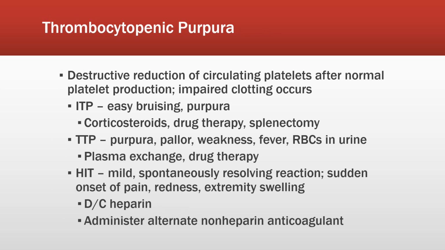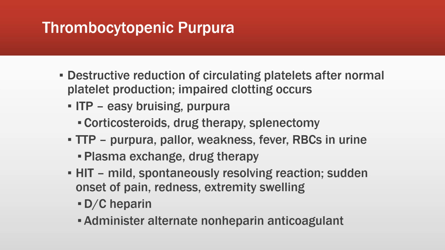Another disorder is thrombocytopenia purpura, and this relates to circulating platelets. So there's a reduction of the platelets that circulate, which causes impaired clotting. So if there is impaired clotting going on, then you're going to be watching and be vigilant of the patient having bleeding. There are 3 types of thrombocytopenia.